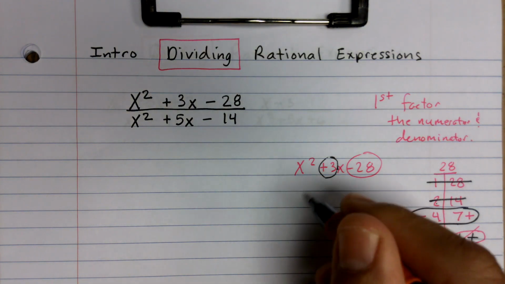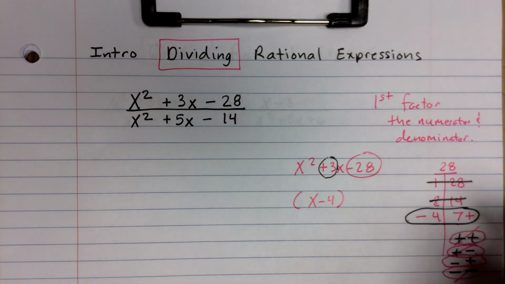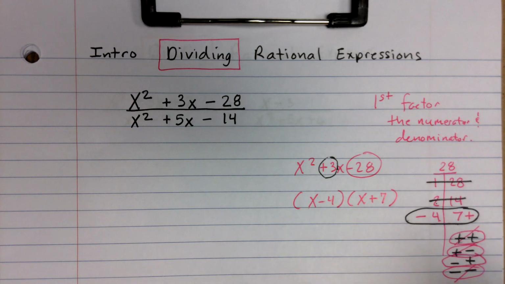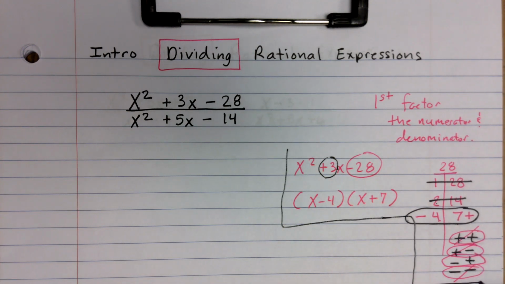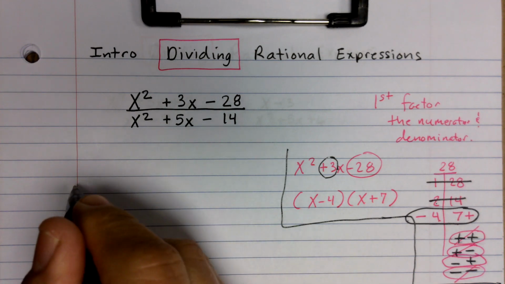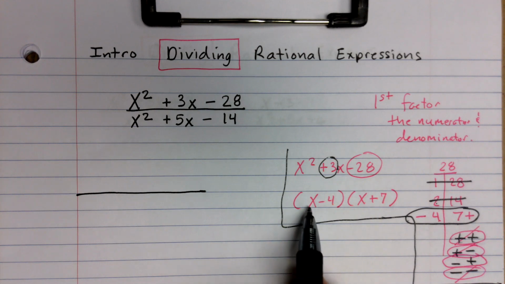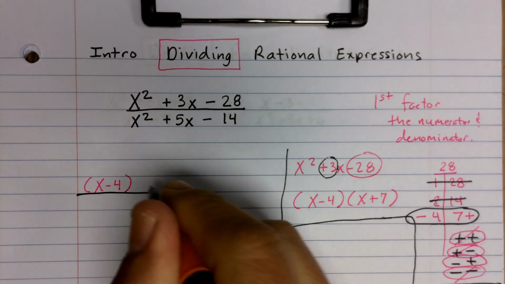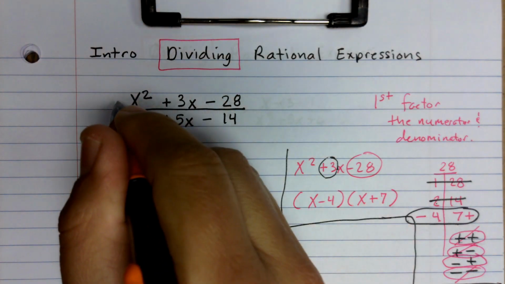So I know that these are my factors. So I have x minus 4 and x plus 7. I'm just going to go ahead and block this off. And so I'm going to start rewriting this problem, because we are going to do some division, but we're going to do it with the factors. So let me write, we have x minus 4 and we have x plus 7. And that was for this first one, right?